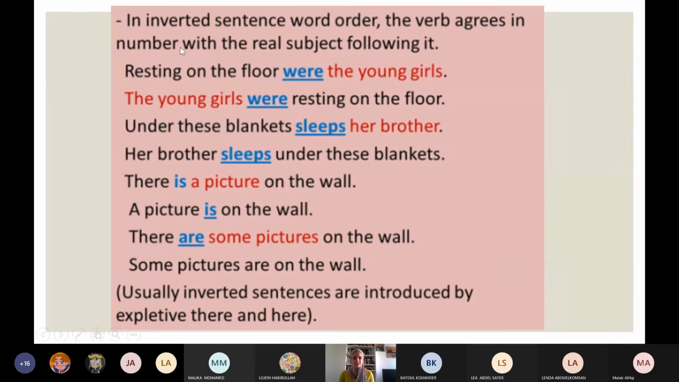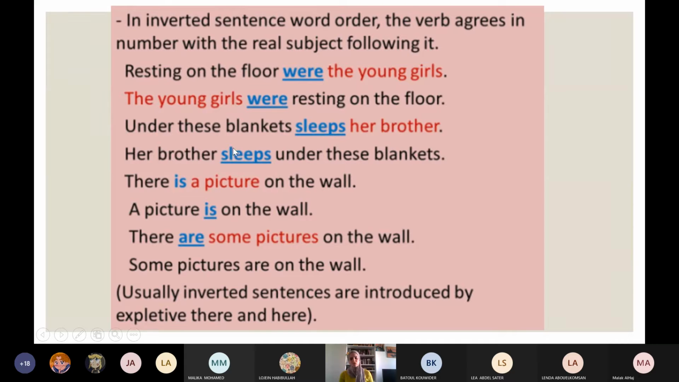Number two, in inverted sentences. Inverted sentences are when I start with the verb and then comes the subject. So here, this is the normal sentence: the young girls were resting on the floor. Here he started with resting on the floor, a participial phrase, and the young girls came after the verb. It should be: the young girls were resting on the floor. So the verb phrase should be together, not only where.